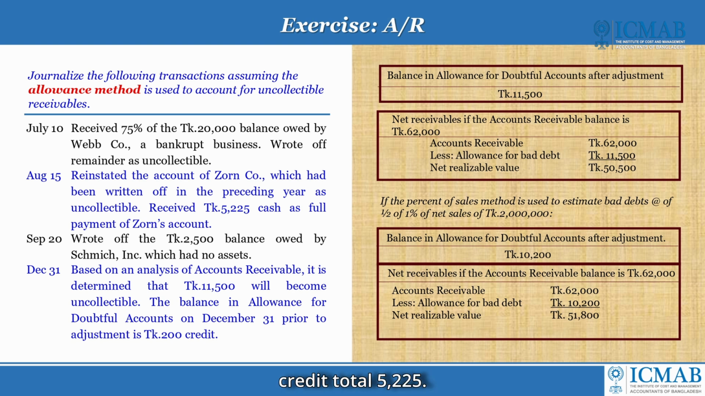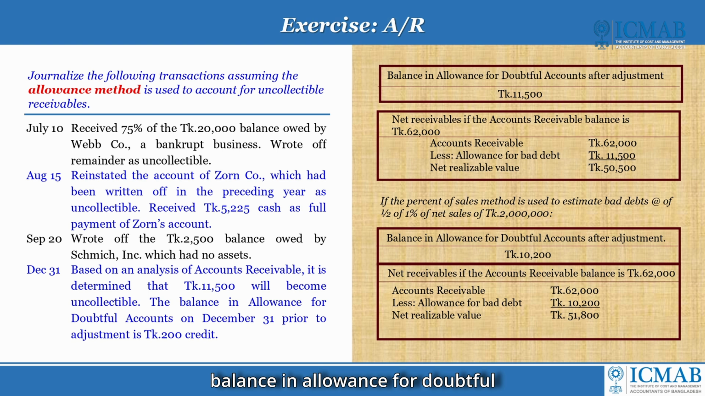And you have to give another journal entry like cash account debit 5,225 and account receivable account credit, total 5,225. Then on September 20, you have written off the 2,500 balance owed by Smith Incorporation which had no assets. So here the journal entry should be allowance for doubtful account debit 2,500 and account receivable account credit 2,500.